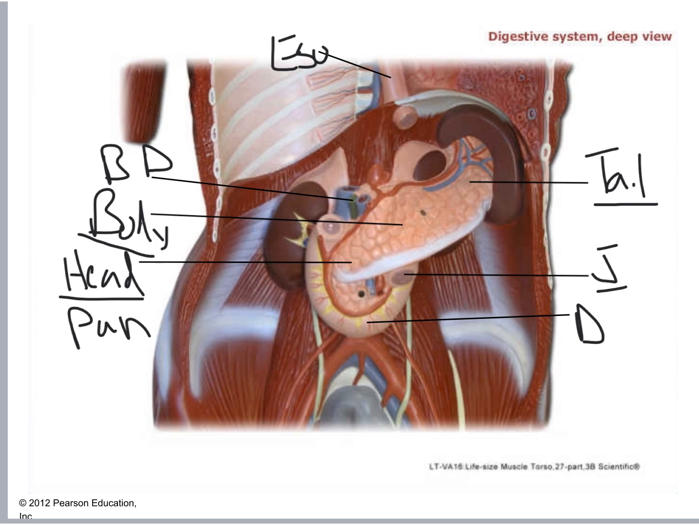All right, let's point those out with the laser pointer. All right, so here is the head of the pancreas right here. And right here is the body of the pancreas. This green vessel right here is the bile duct. And then this tube up here is the esophagus. And then this part of the pancreas is the tail. And then this part, this isn't the pancreas. This part of the small intestine is the jejunum. And then all of this right here, that's the duodenum, the very first part of the small intestine.